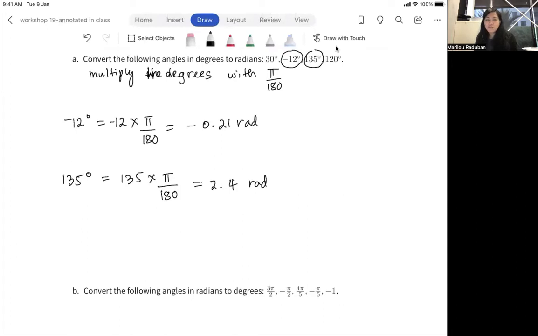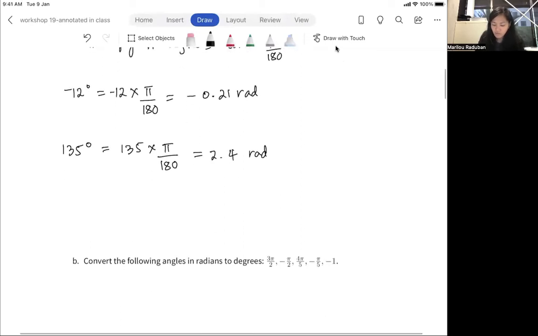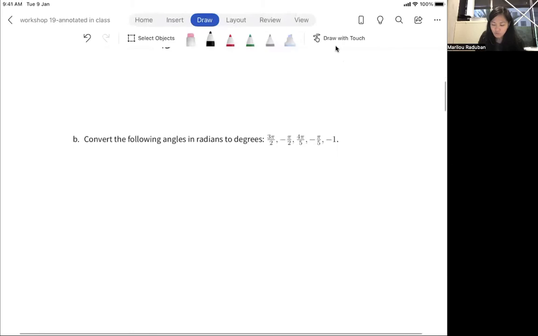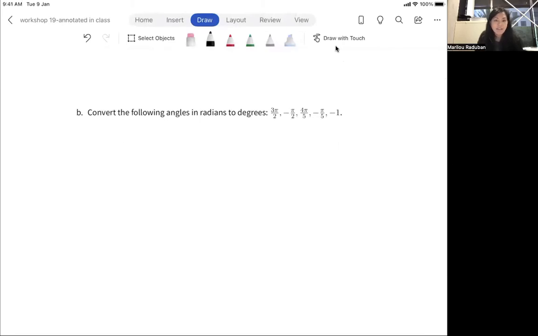I'll let you convert the other two just because it's the same procedure. For 30 degrees, just multiply with pi and then divide by 180. And it's the same thing for 120 degrees. It's the same procedure. So once you get the correct answers for 135 and negative 12 degrees, then that means your procedure is correct, and you can use the same procedure for the other angles.